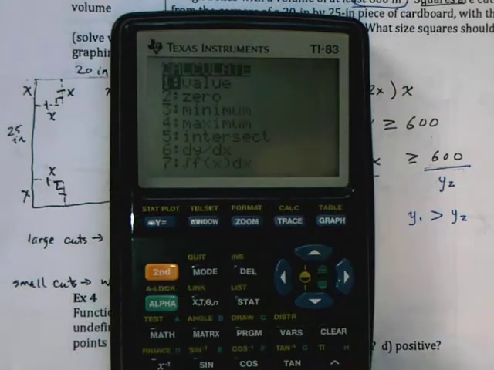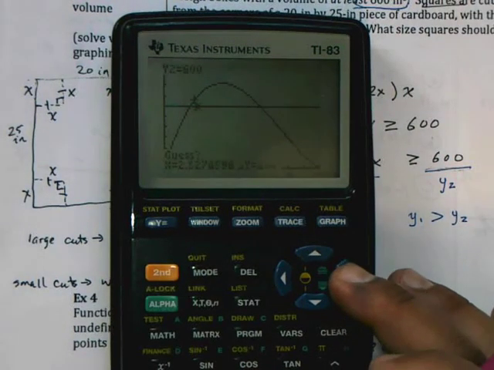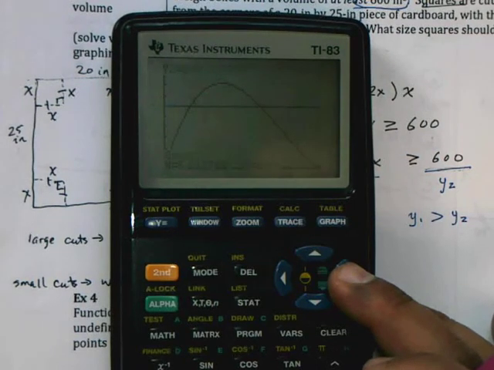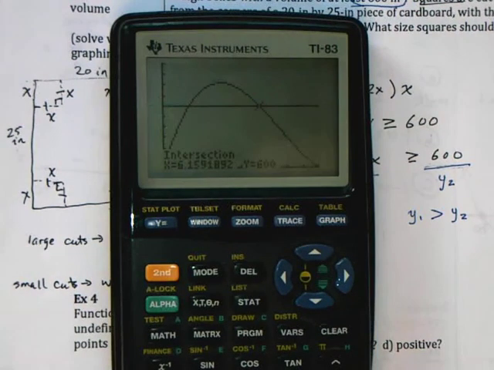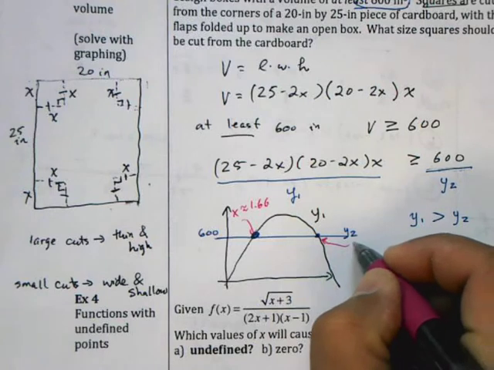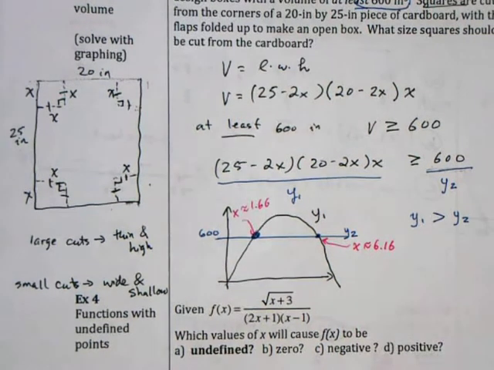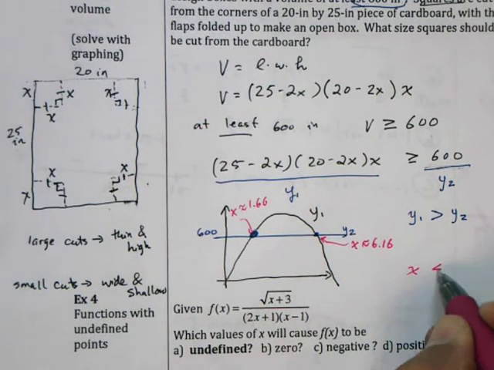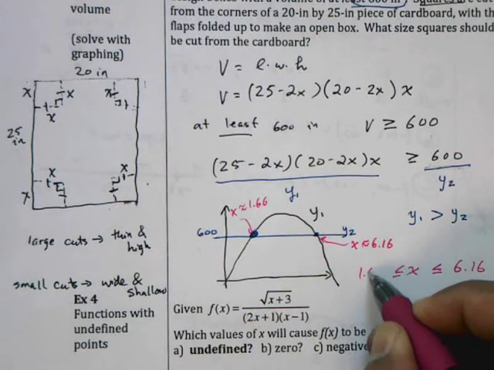Repeat the process. First curve, that's fine. Second curve, that's the line. And we're going to go over here. Take a guess. So at this point, x is about 6.16. Okay. So our answer is that x can be anywhere between 1.66 and 6.16.